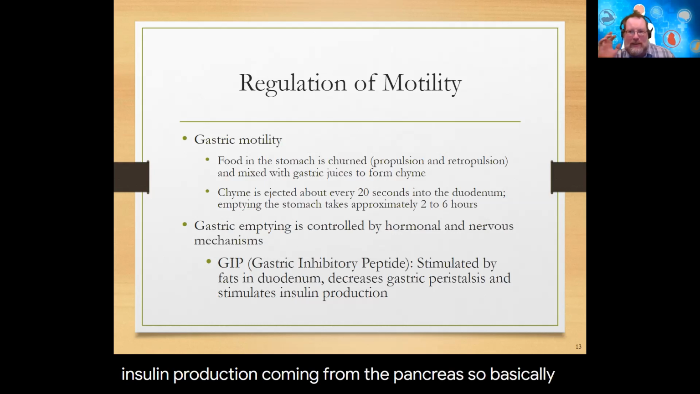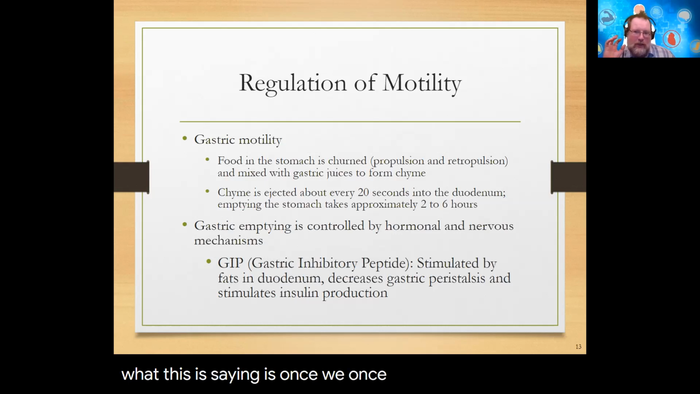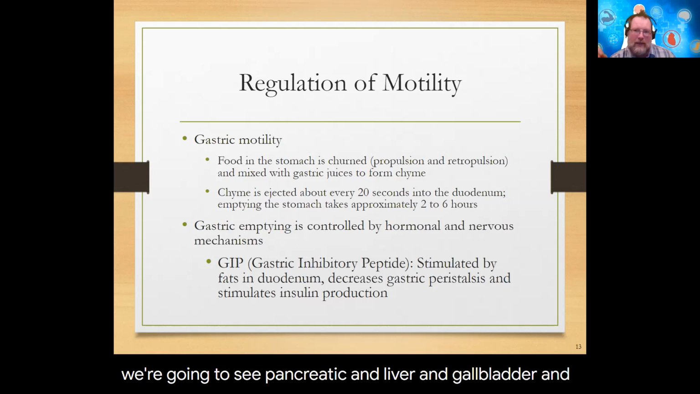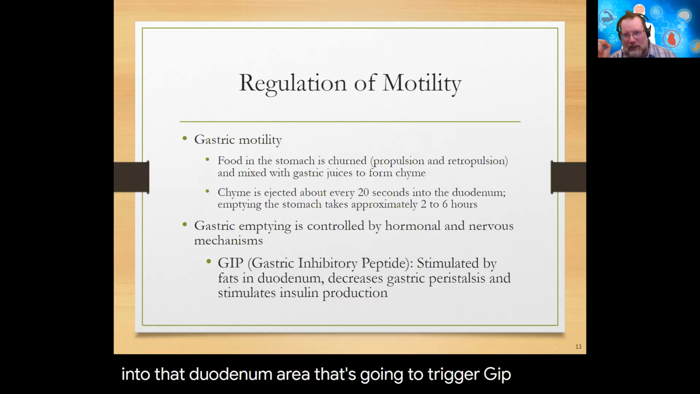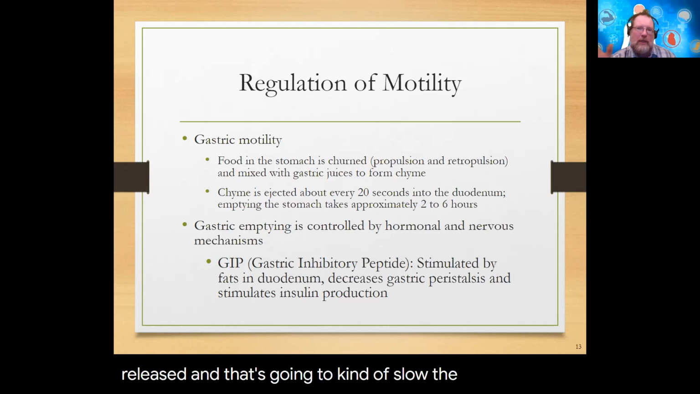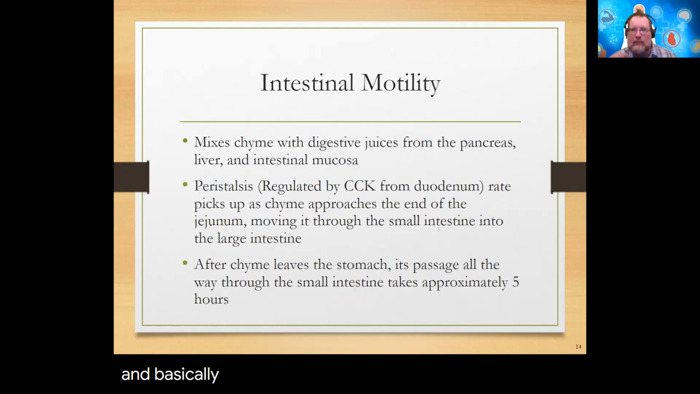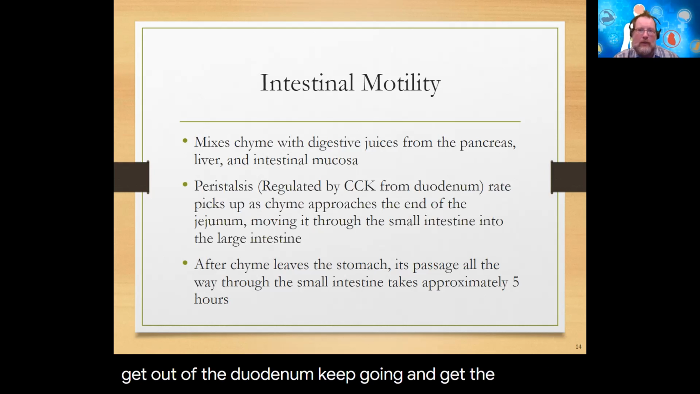So basically what this is saying is once action starts to move away from the stomach and into the duodenum, where again, we're going to see pancreatic and liver and gallbladder enzymes and emulsifiers being released into that duodenum area. That's going to trigger GIP to be released, and that's going to kind of slow the stomach down and basically continue to keep the train moving. Get out of the duodenum, keep going, and get the stomach to slow down a little bit.